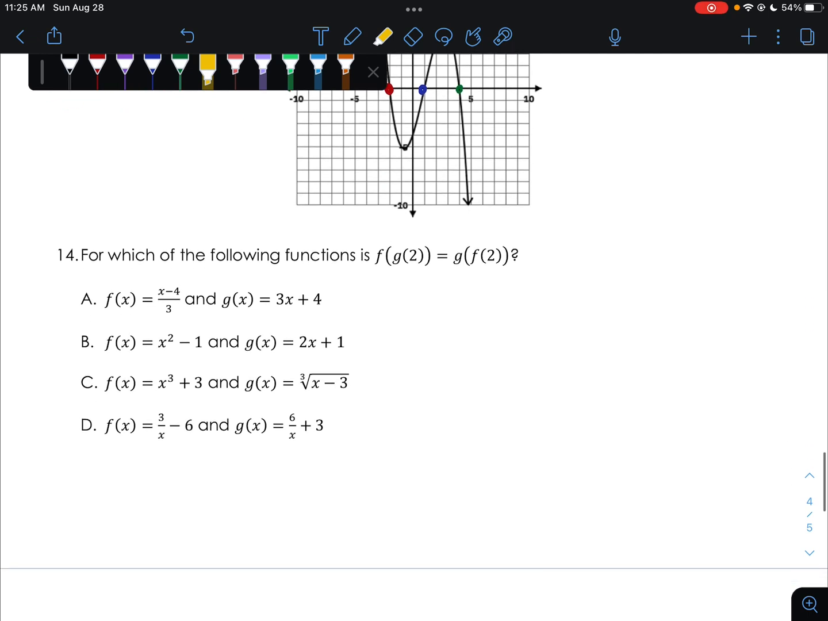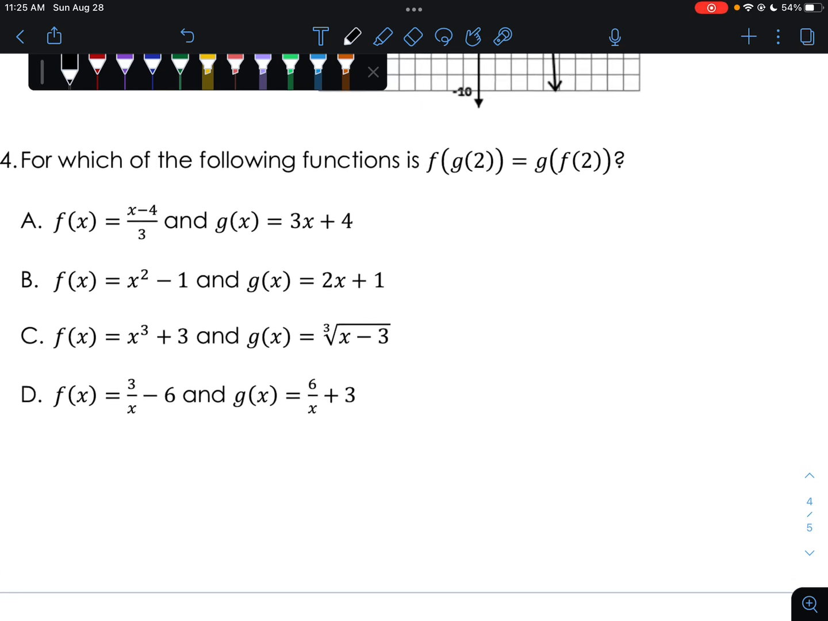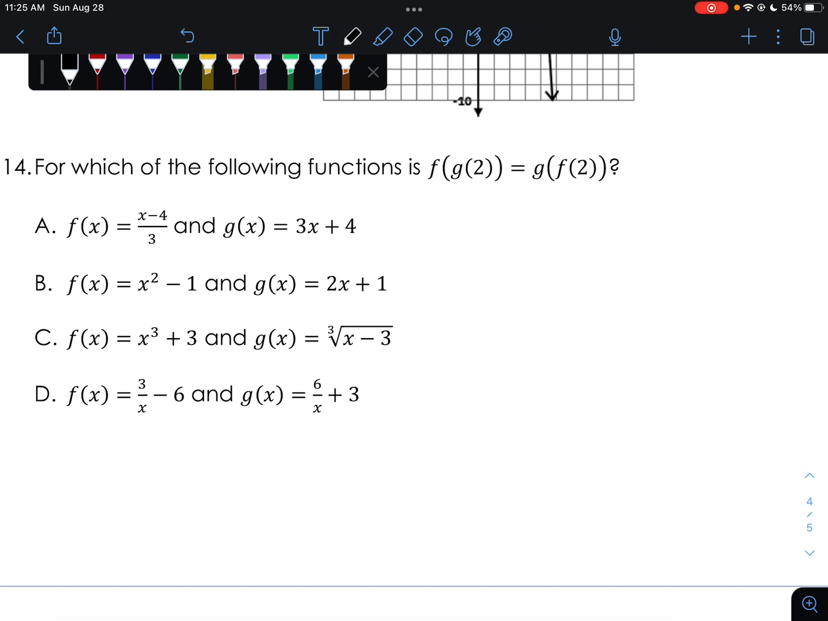Looking at the next one, for which of the following is f of g of f of g of 2 equal to g of f of 2? Basically, what this is asking is which are inverses, okay? So however you want to go about this is what is going to be best for you. You can do the compositions and see which ones get you the same values when you do both compositions, but this is basically the definition of inverses.